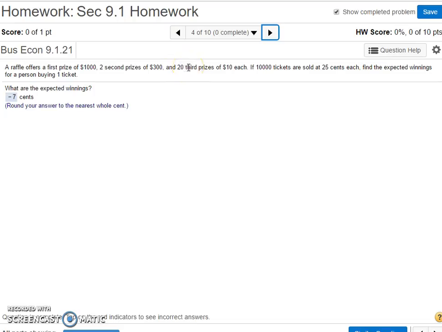And you have to note as well, the person that wins is going to win what? $1,000 minus the 25 cents that they had paid for it. So that's $999.75 if they win first place. It's also 300 minus that 25 cents, $299.75. And here your $10 minus your 25 cents, $9.75. So there's a little trick to that question.